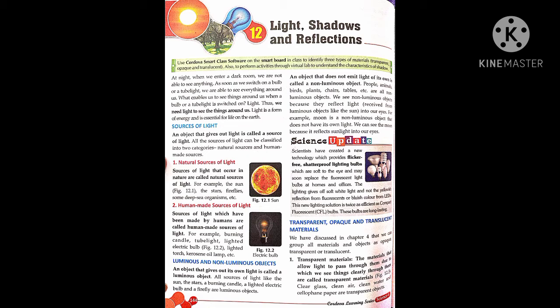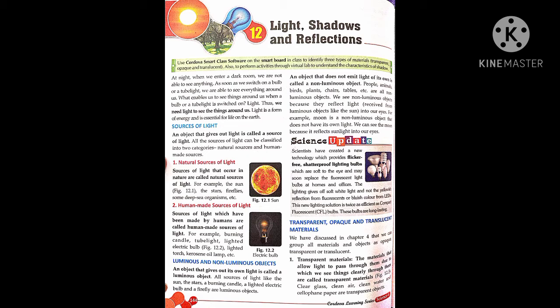Natural sources of light are sources of light that occur in nature. Natural, by the word itself, is understood. The sources of light that occur in nature are called natural sources of light. For example, sun, stars, fireflies, some deep sea organisms, etc. These are sources of light because they emit their own light naturally.